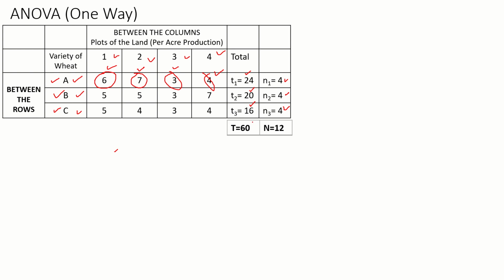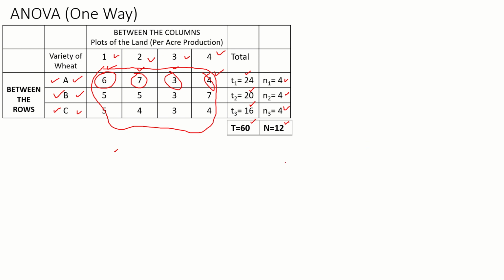So this is the grand total. Grand total means total production that we have extracted from different varieties of seeds, from the plots. This N means total, that is N1 plus N2 plus N3 that we are getting. That means elements in the table: 1, 2, 3, 4, 5, 6, 7, 8, 9, 10, 11, 12. If you see, these are the values that we have got. These are the total 12 values that we have got.